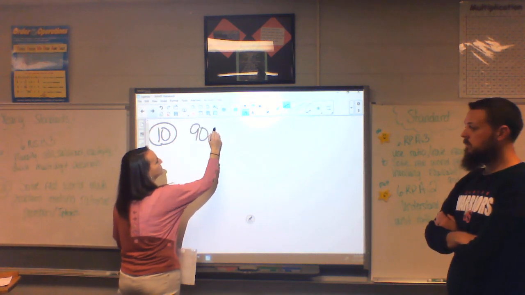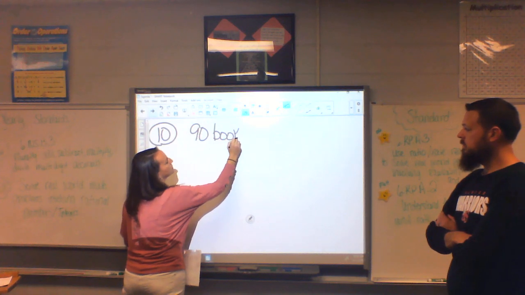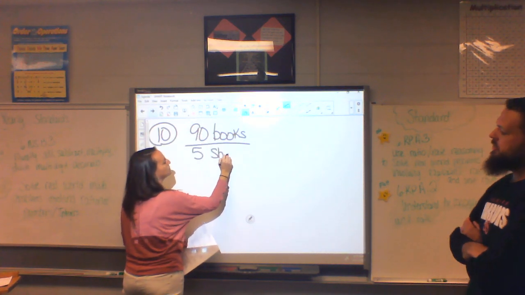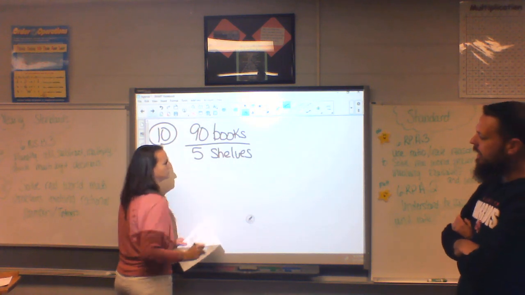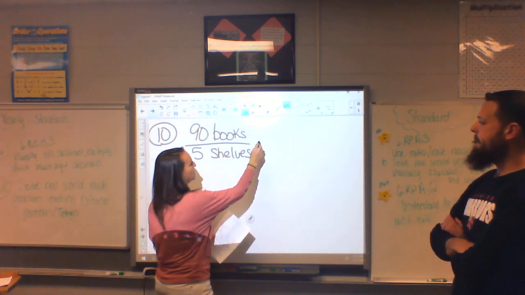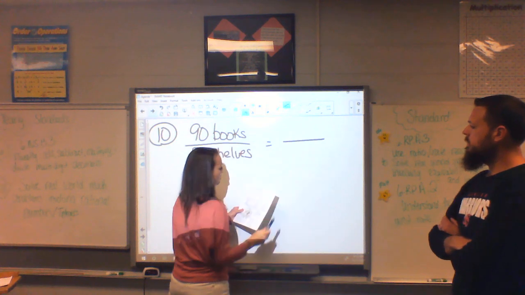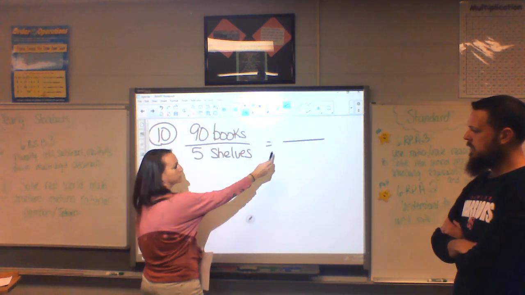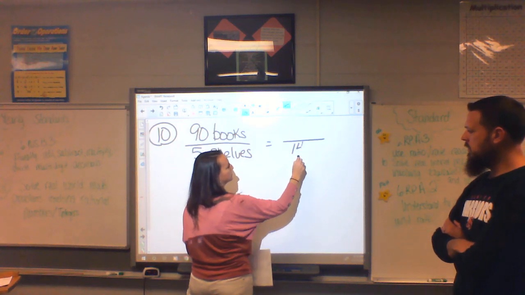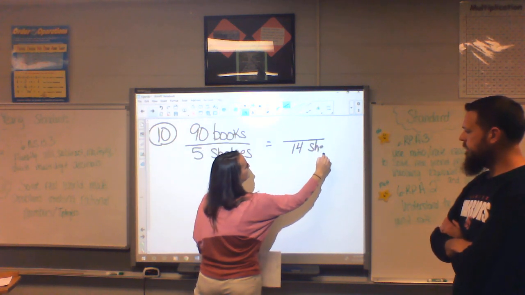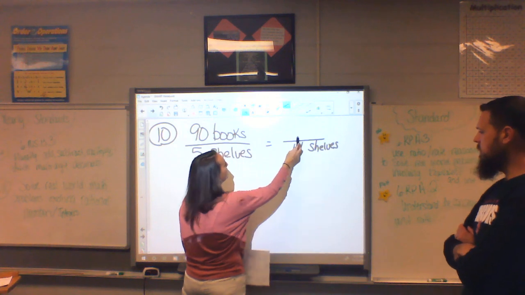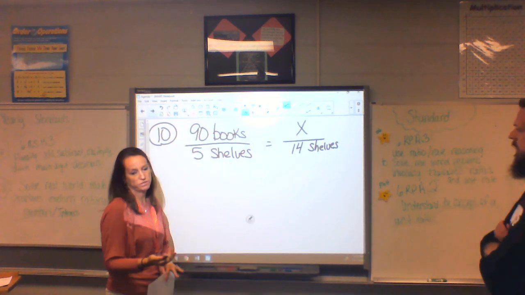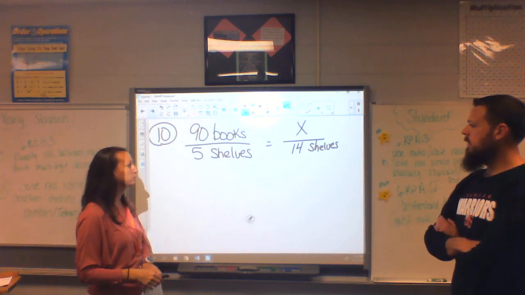We know that the first rate is 90 books on 5 shelves. Right there should be nothing new to you because we worked on that a lot last week. Right. And we're trying to figure out how many are going to be on 14 shelves? Well, my shelves are on the bottom over here, so I'm going to make sure my 14 shelves is on the bottom as well. I don't know how many books are on there, so we give it a variable. Typically, we give it X, but you can give it any letter you want.